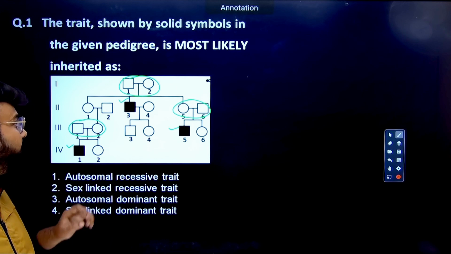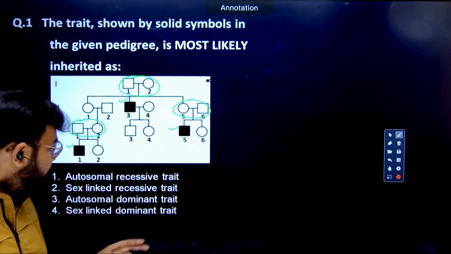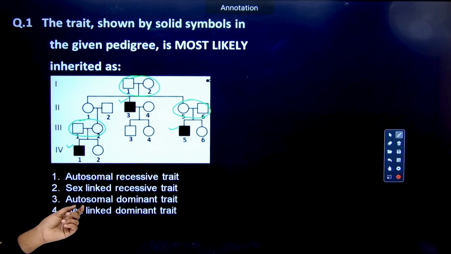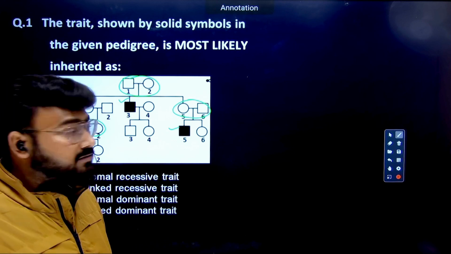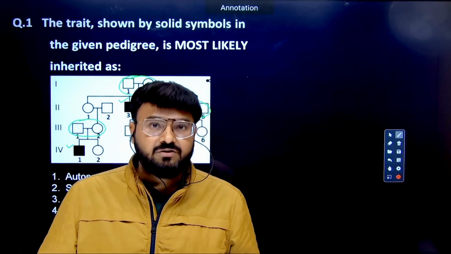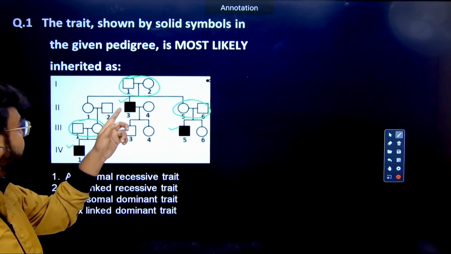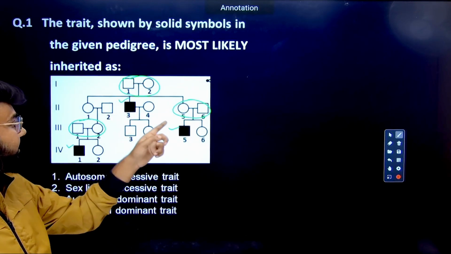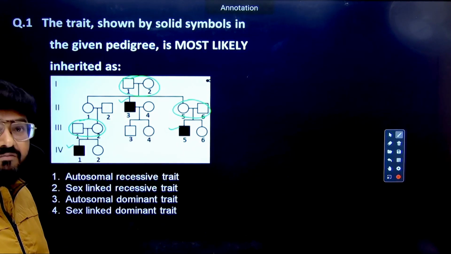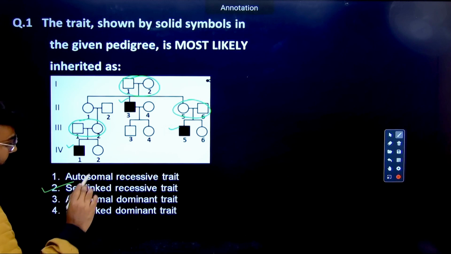In such a case, we know it's a recessive character. It's not dominant. Now, the question is whether it's going to be sex-linked recessive or autosomal recessive. First of all, understand that in sex-linked recessive, as I have told, males have only one X chromosome, which means males are generally more affected. If you see, only the males are affected. This is a very good hint to mark the answer, that it is sex-linked recessive.